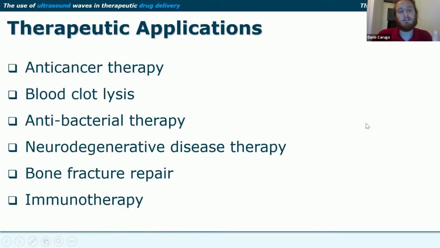Great, so now we've looked at the potential of microbubbles in terms of achieving controlled release of a drug, as well as enhancing uptake of a drug into a target tissue. I will now describe some potential applications of this therapeutic approach. Research has been done covering a variety of applications ranging from anti-cancer therapy, breakage of blood clots, antibacterial therapies, treatment of neurodegenerative diseases, repair of bone fracture and immunotherapy, and more.